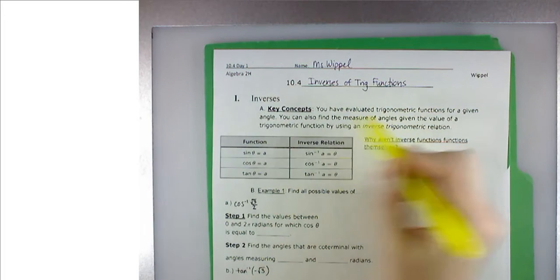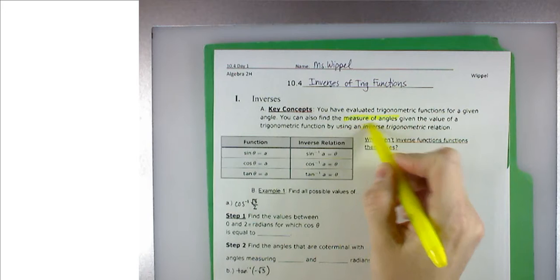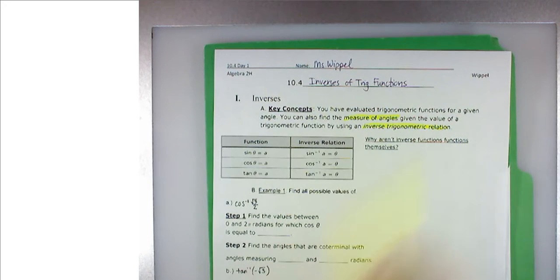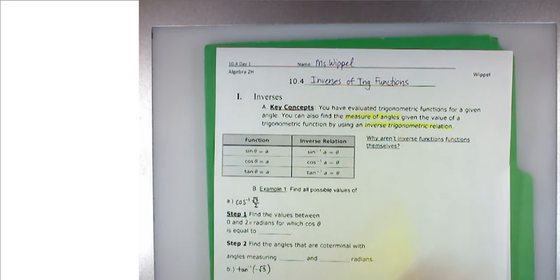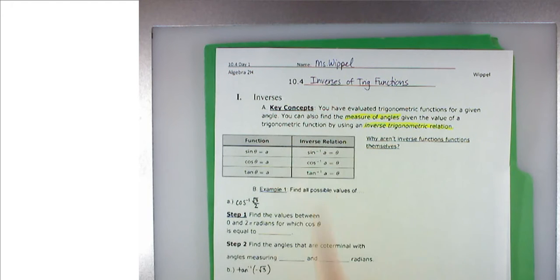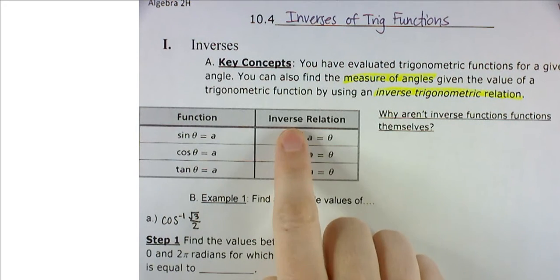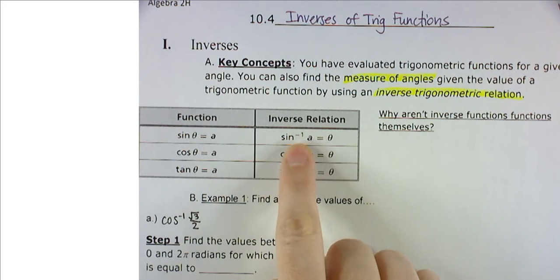So you can find the measure of the angles using the inverse trig functions here. This is the symbol for an inverse. You'll see that -1 superscript kind of looks like an exponent. That is the notation.